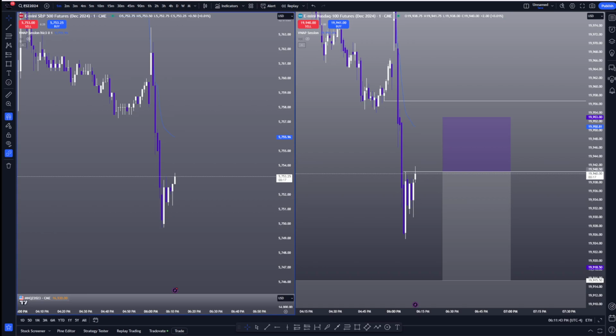So now we want to see price trade back into that. We want to see us come back up into that 1-minute OB, into that 15-minute breaker, and we want to find another short entry down to previous day low. That's what we're looking for.